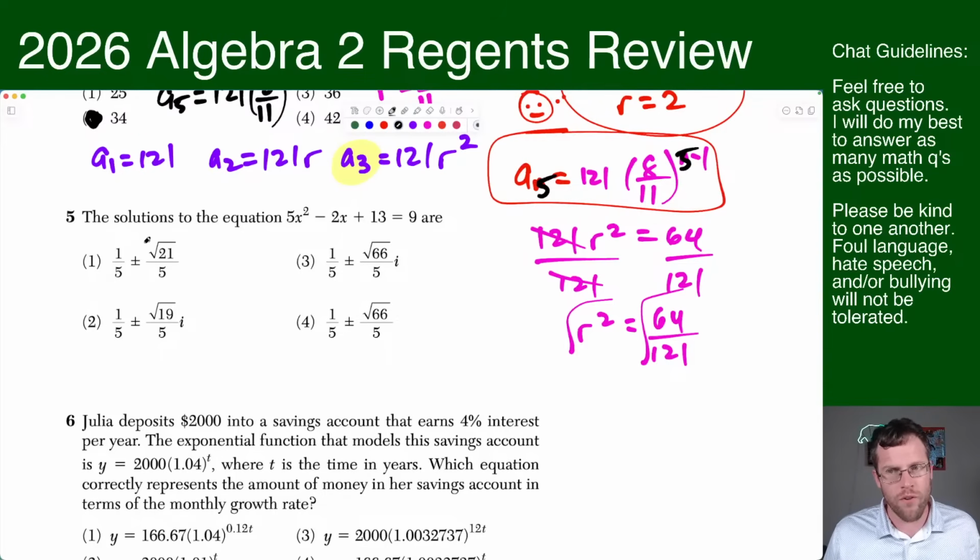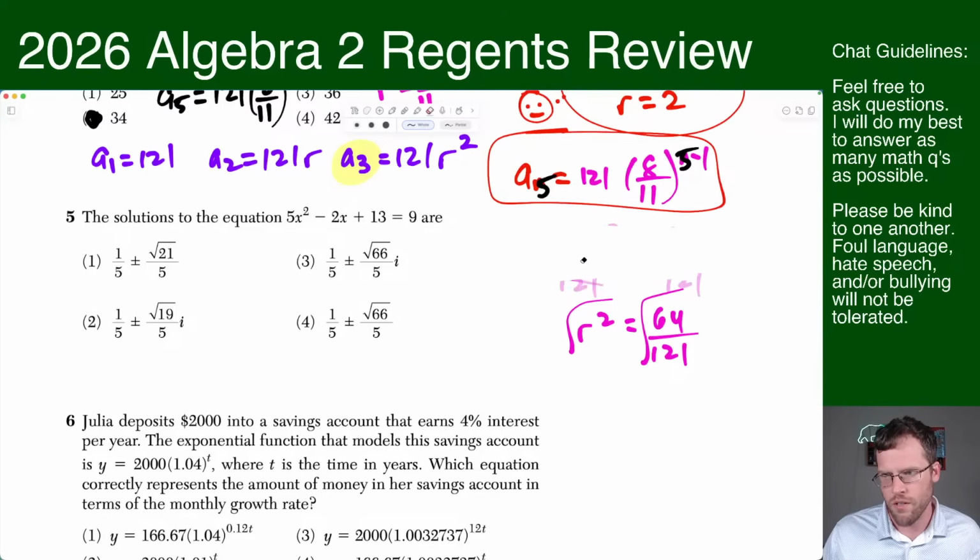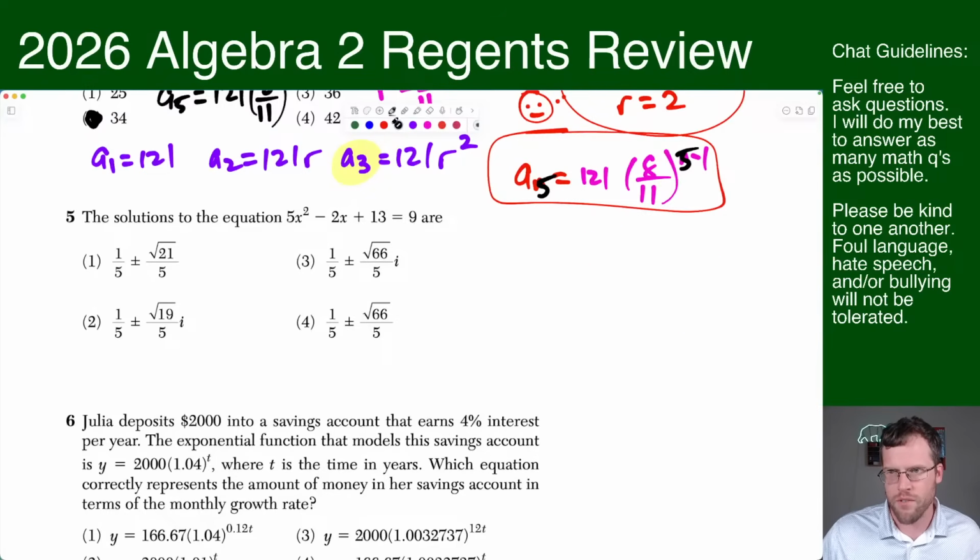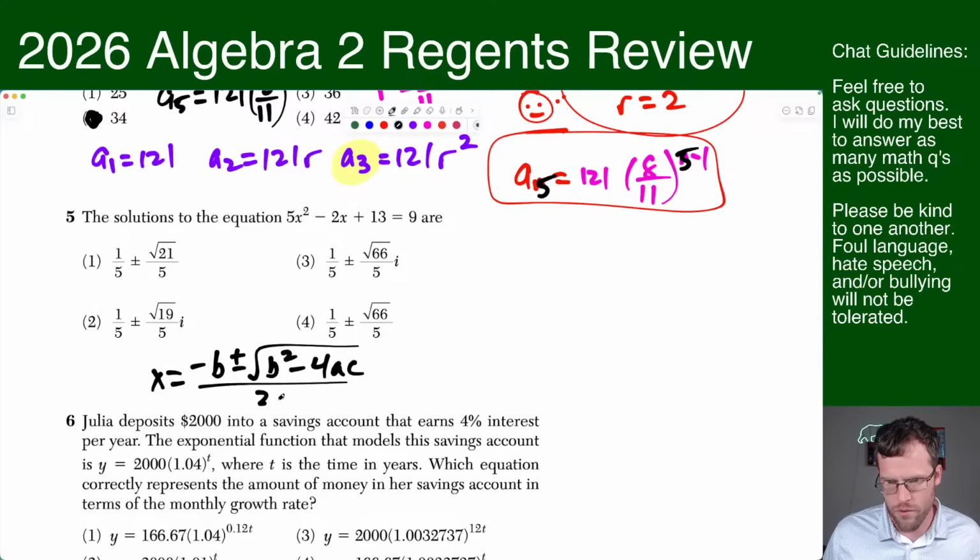Okay, so let's see the solutions to this. For this one, the quadratic formula is good to know. Be good at the quadratic formula. That definitely helps. So x equals negative b plus or minus the square root of b squared minus 4ac, all over 2a. And for this question, we have an a value equal to 5.